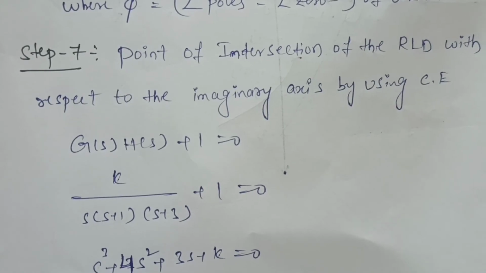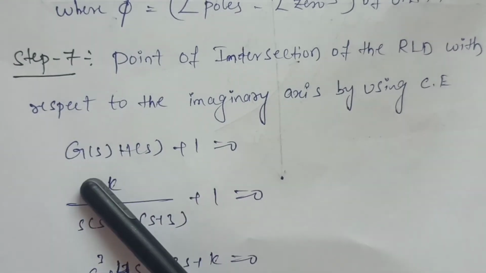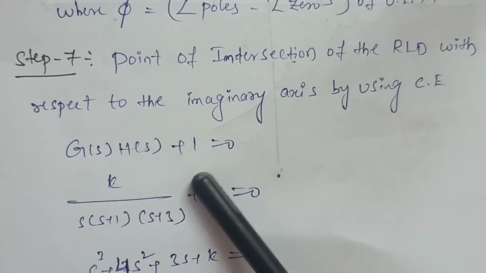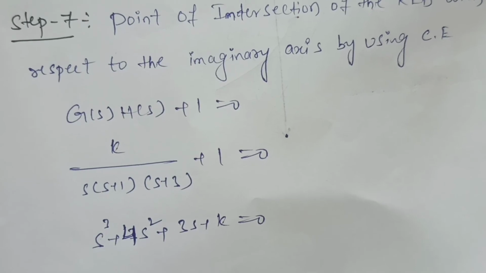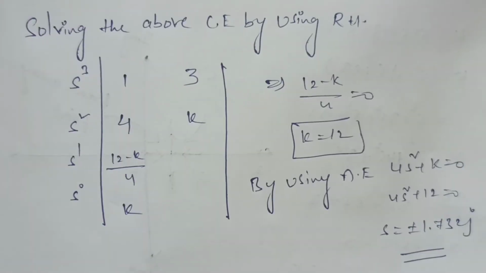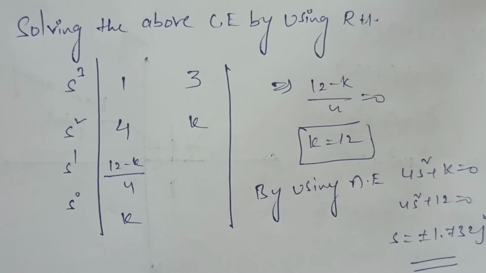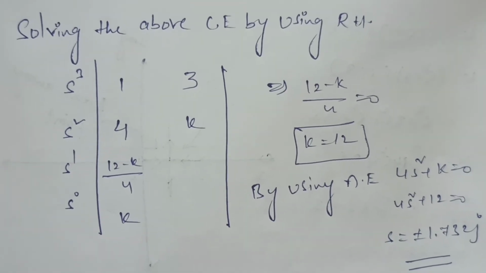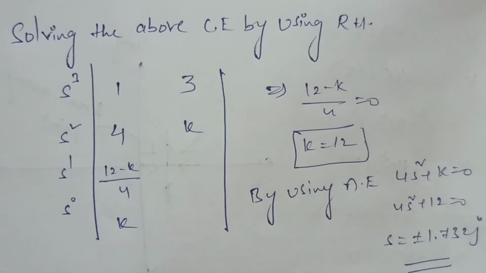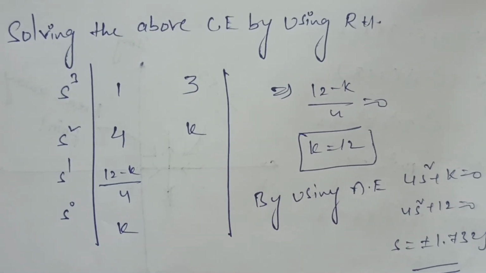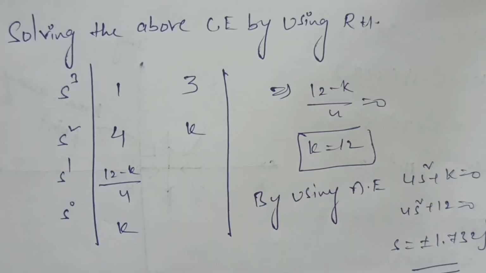We need to find the characteristic equation, that is G(s)H(s) plus 1. Now we need to find the characteristic equation by using this formula. Solving the characteristic equation by using the RH criteria method, that is s3, s2, s1 and s0. You already know this very well. Some of the previous classes already explained stability concepts also. You know already what the RH criteria is.